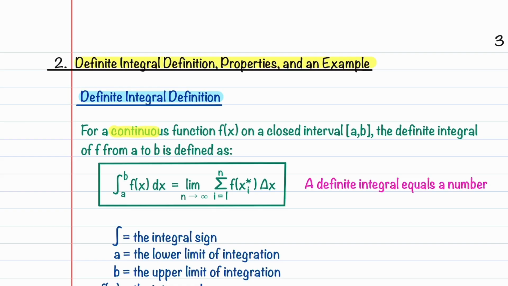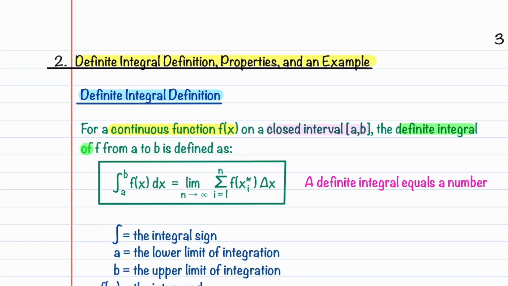For a continuous function f of x on a closed interval from a to b, the definite integral of f from a to b is defined as the integral from a to b of f of x times dx. And this is equal to the limit as n goes to infinity of the Riemann sum, i goes from 1 to n, of f of x sub i times delta x. A really important thing to remember is that a definite integral equals a number. It does not equal a variable.